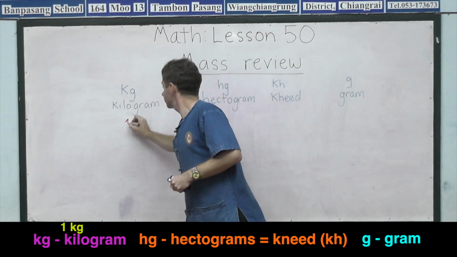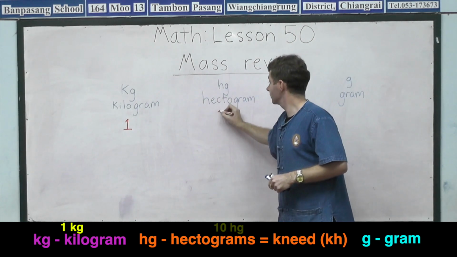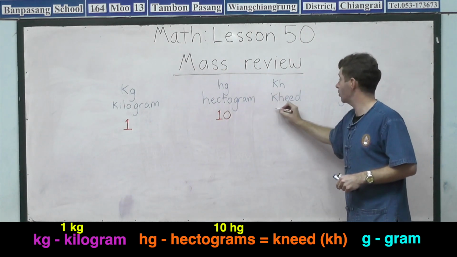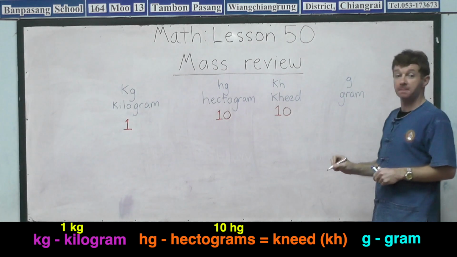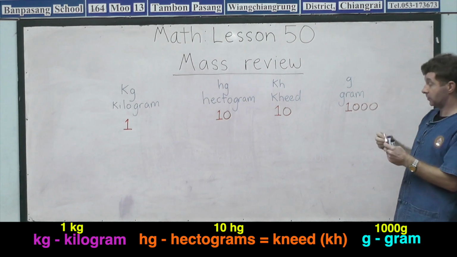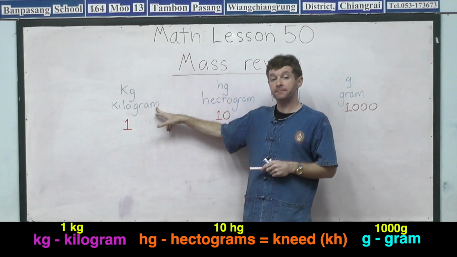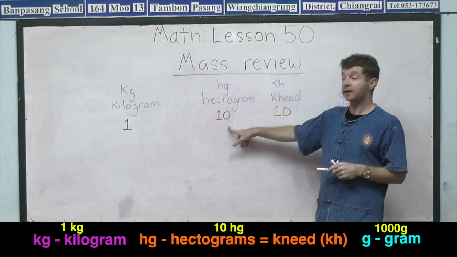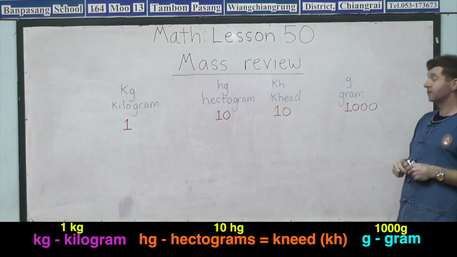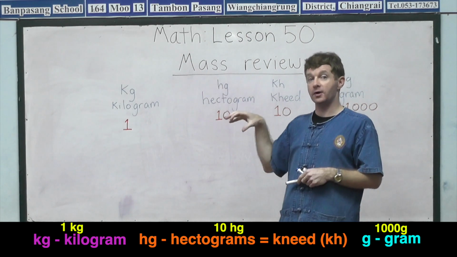If we have 1 kilogram, 10 hectograms and 10 kid. Hectograms and kid always the same. And 1,000 grams. You see, that's our unit of conversion. 1 kilogram equals 10 hectograms or 10 kid and 1,000 grams. Excellent. So we'll keep this one here on the board for students to look at, to reference.